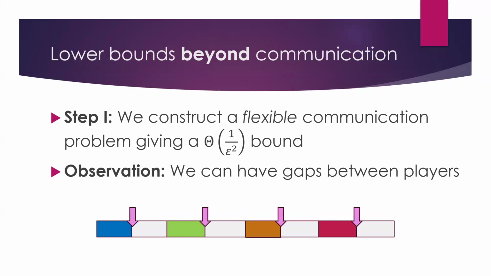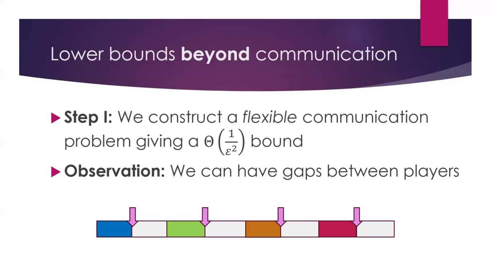Good. One extra observation we are going to need is that in this reduction, the same type of reduction we've seen before, we could add gaps between the players. What do I mean by gaps? I could have parts of the stream that do not belong to any player, and in those parts of the stream I would just have completely random elements independently. So the parts that are colored encode the input of one of the players, but the gray parts just have random elements in them. And assume my universe of elements is large enough.